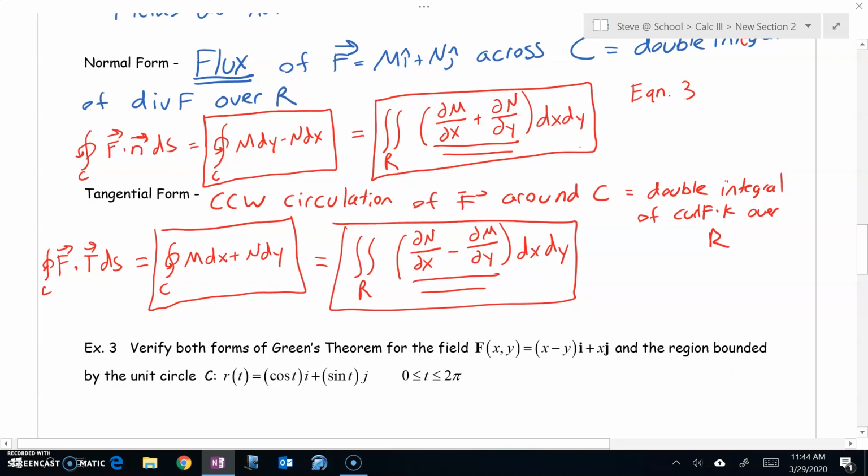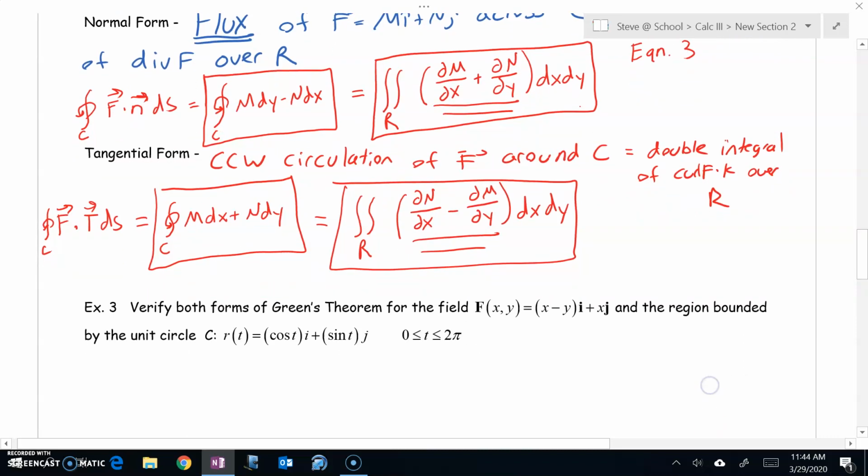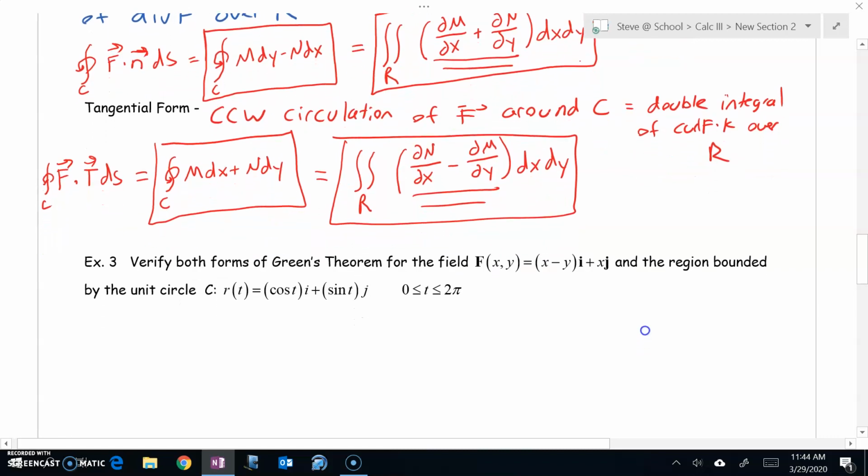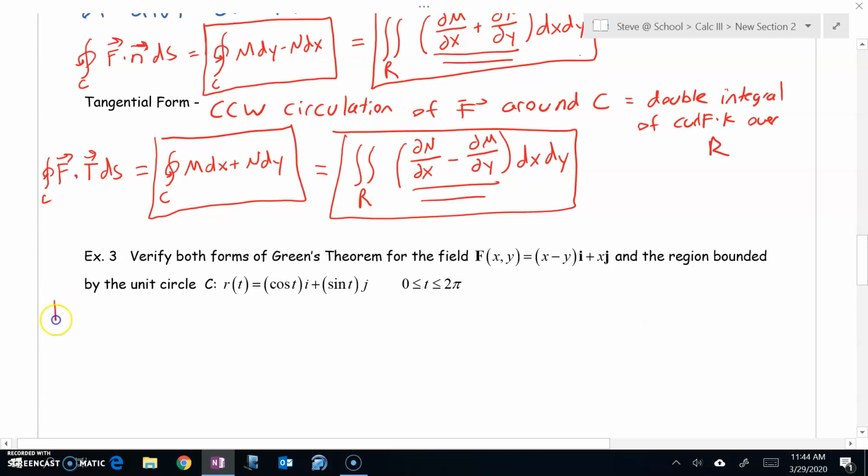Maybe what we'll do is I'll let your assignment be to do the other one. So I'll do flux, and then your assignment will be to do circulation. Okay, so for flux, the old-fashioned way from 7.2, we would use the line integral of M dy minus N dx. Okay, so that's what flux is equal to.